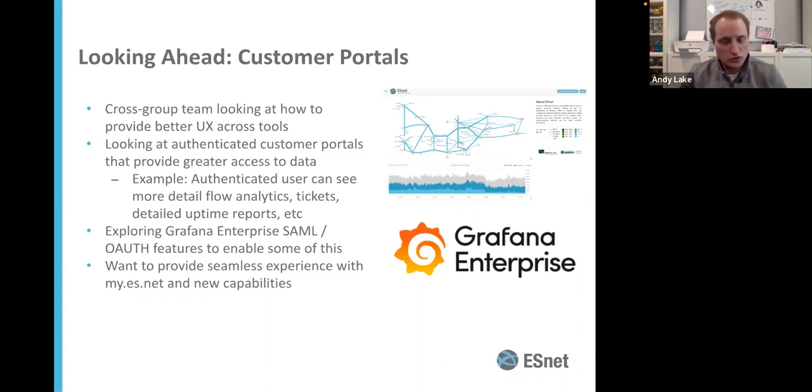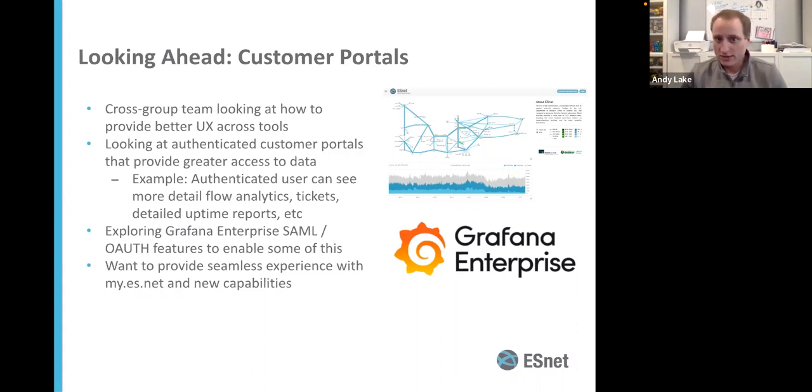Part of that is, we've got the my.es.net portal. Today, you can go there and poke around. I think there still technically is a login, but it doesn't really change too much what you see. So we're looking at how we can use OAuth or things like that to authenticate people, and then maybe give them some more access to resources that they don't have as easy access to today, or that is maybe split across multiple tools. So things like tickets, or maybe uptime reports for the site or organization that you're associated with.